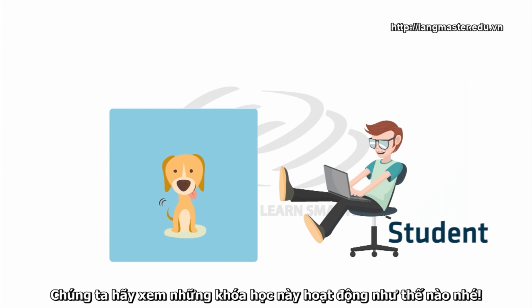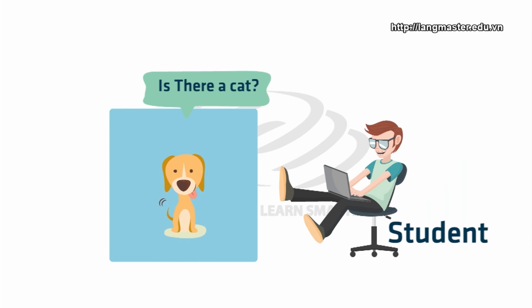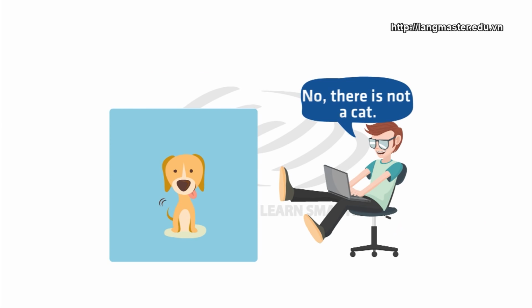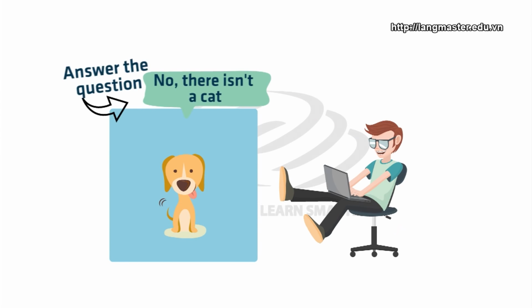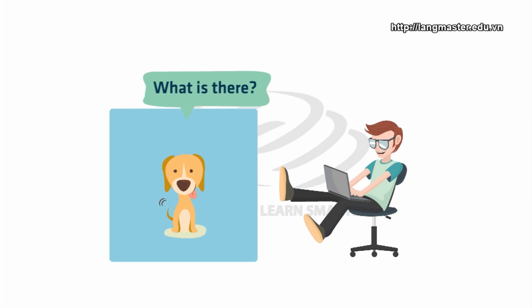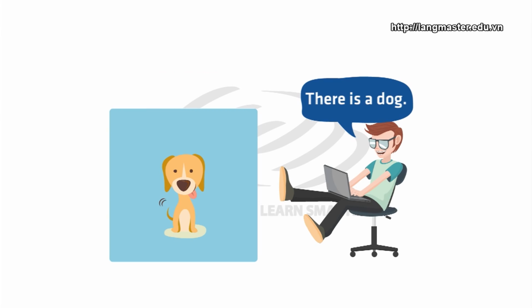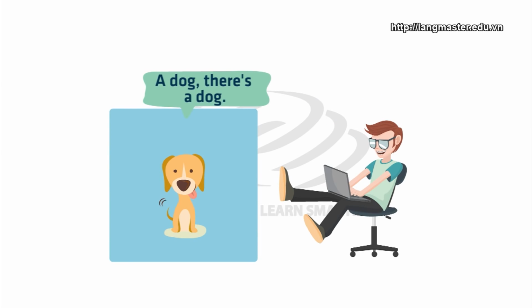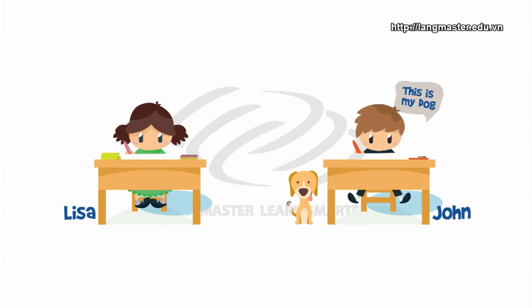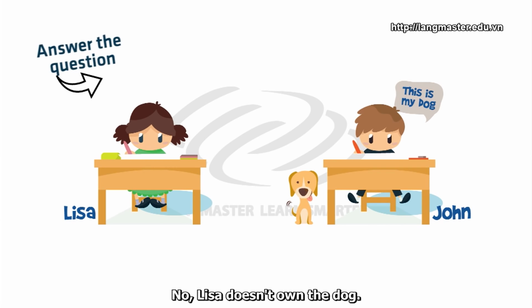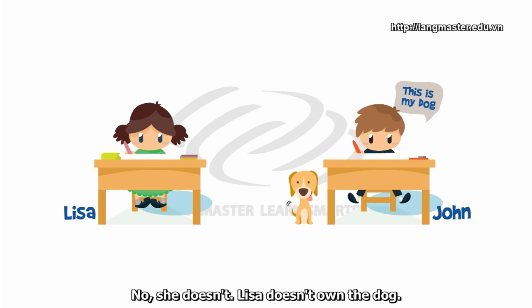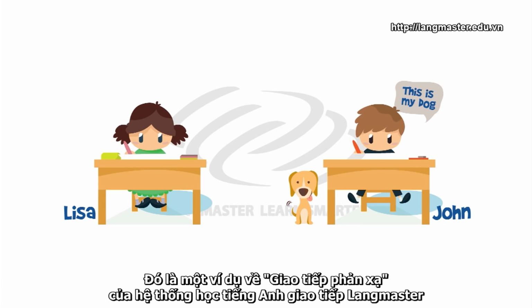Let's see how these courses work. Is there a cat? No, there is not a cat. No, there isn't a cat. What is there? There is a dog. A dog. There's a dog. Does Lisa own the dog? No, Lisa doesn't own the dog. No, she doesn't. Lisa doesn't own the dog. Who owns the dog then?